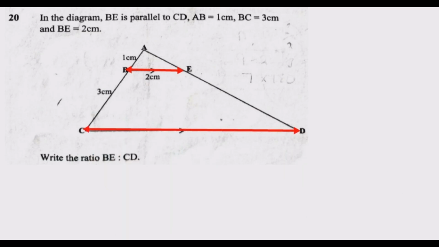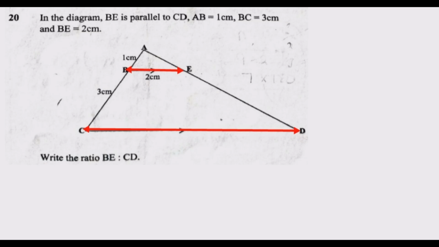So are we able to find the ratio of these two sides? The answer is no. Why? Because BE is given, while CD is not given. So it will be very difficult for us to come up with a ratio when one side is not given. So what we can do, we are going to use the other sides that are given to find the ratio.